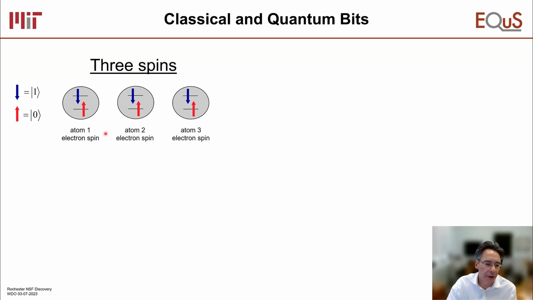So we've got 3 atoms. Let's say each one has an electron spin. We remember that if we put the spin in a magnetic field, we'll get the Zeeman splitting. So one of these spins is at a higher energy than the other one. We'll say the spin down versus the spin up. And we'll associate that spin up with state 0 and spin down with state 1.